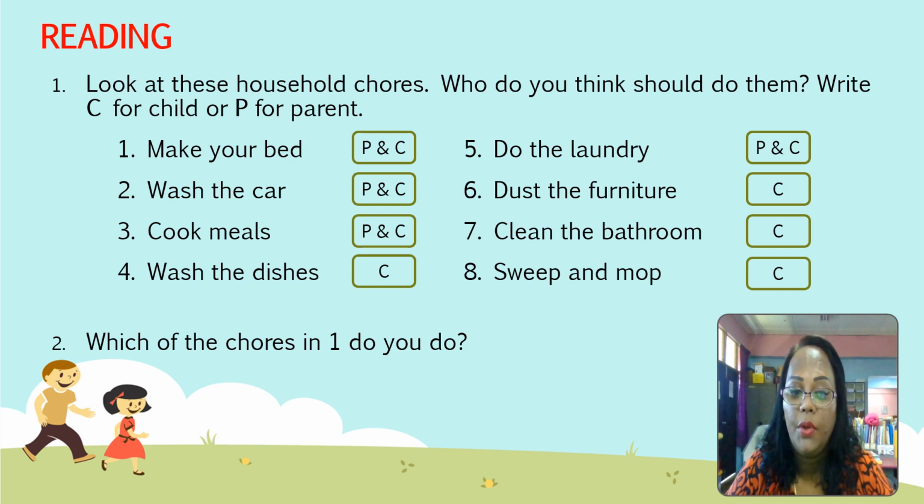Now, number 2. Which of the chores in number 1 do you do? What do you do in your house? Think about it. List them down. Okay? Maybe some of you are good with cooking, so you help your mother to prepare the meals. Or some of you like to wash the car, so you help your dad or your mom to wash the car. Some of you like doing sweeping and cleaning and like making your house look good, so maybe you do that. Okay, so what other chores do you do in your house? Okay, alright, let's go on to the article.